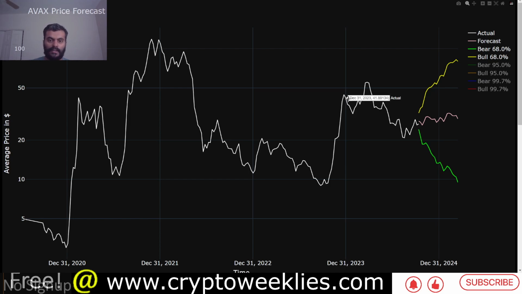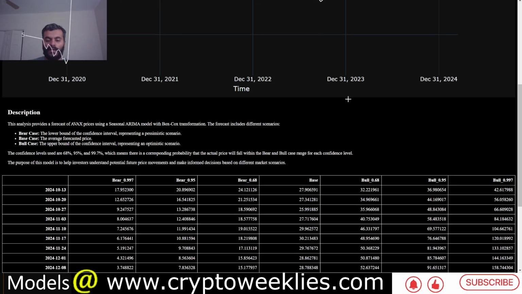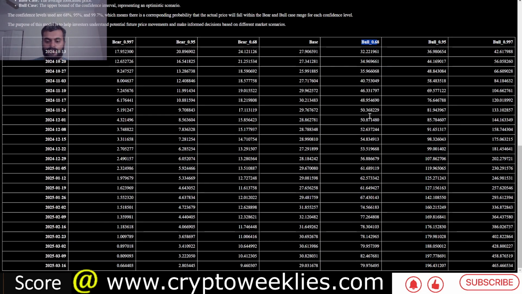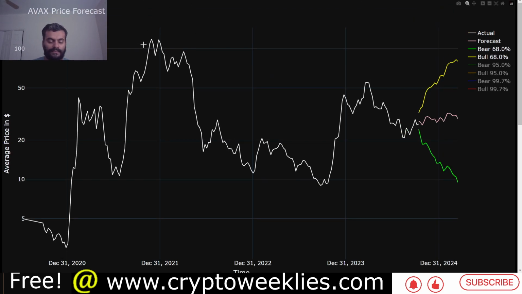Again, these models are trained every single day on the latest price action to be incorporated in the forecasts, and in a tabular format they are available at the bottom of the screen. The base case is in this middle column. To its left is the one standard deviation bear case, to its right is the one standard deviation bull case. As we discussed, the one standard deviation bull case goes till $82, the base case till about $32, and the bear case is between $10 and $24 till middle of March 2025.